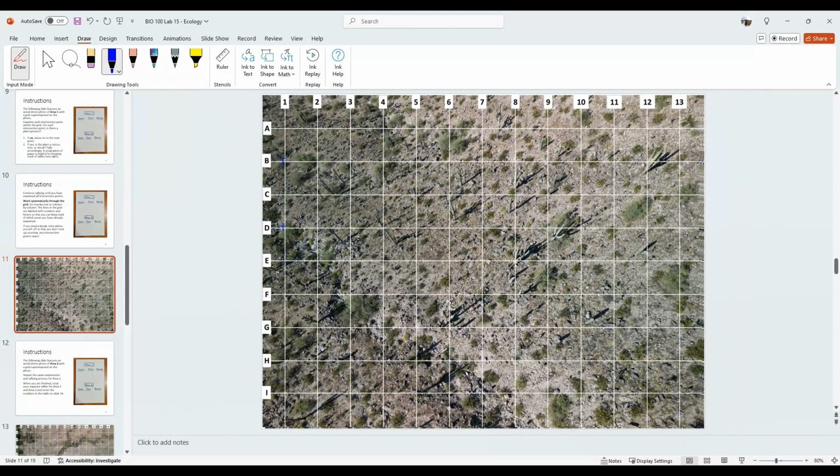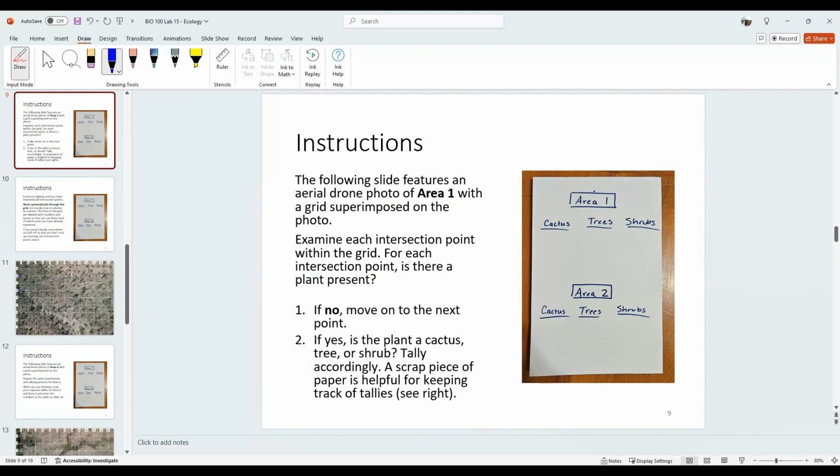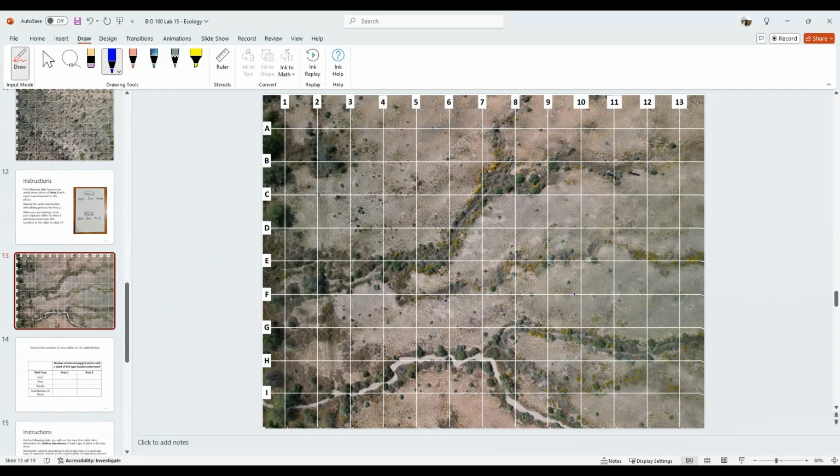So when you get to the bottom of one row, jump back up to the top and go down the next one, and then keep going until you've covered the whole space. By the time you finish that, you will have completed all of your tallies for area 1. Then you move on to do the same thing for area 2. You go through and look at each intersection point and ask yourself, is there a plant underneath it? If so, which category does it belong to, cactus, tree, or shrub?